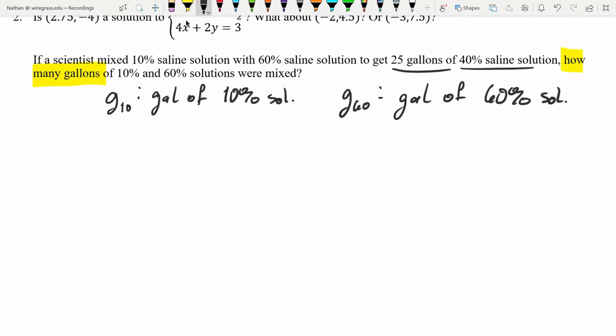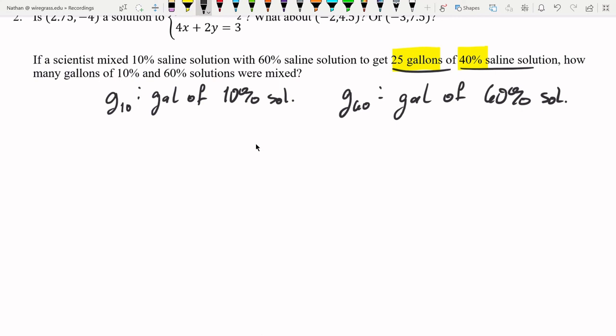So the first one I can get out, it may be a little confusing, what can you get out? Well, if we read this, we have 10% saline solution and 60% saline solution. We pretty much can assume we have unlimited quantities of those, since it doesn't give us a restriction. But we want a specific quantity of this. We want 25 gallons of 40% saline solution. That's the key thing here.